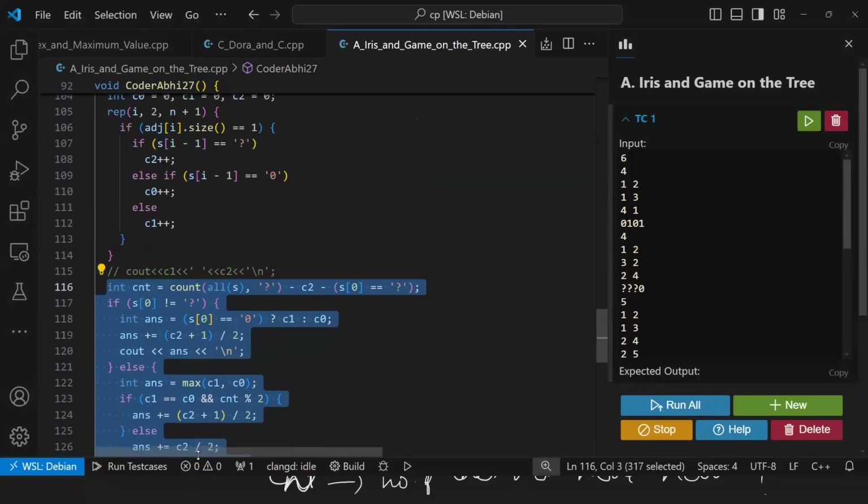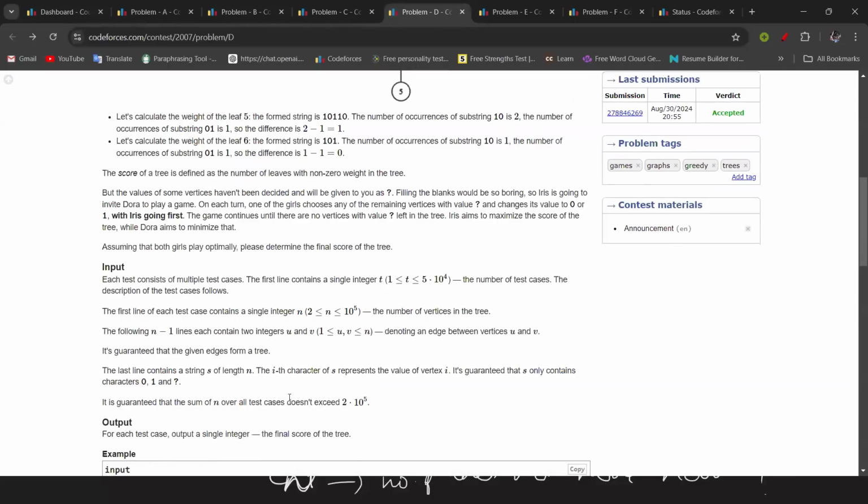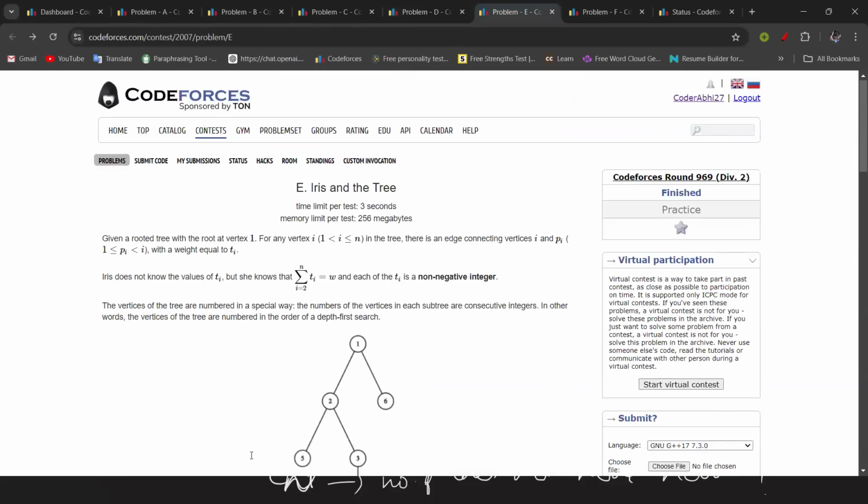And the problem is also clear. So if this is clear, we can move to the next problem now. Okay, I think we can move to the problem E now.